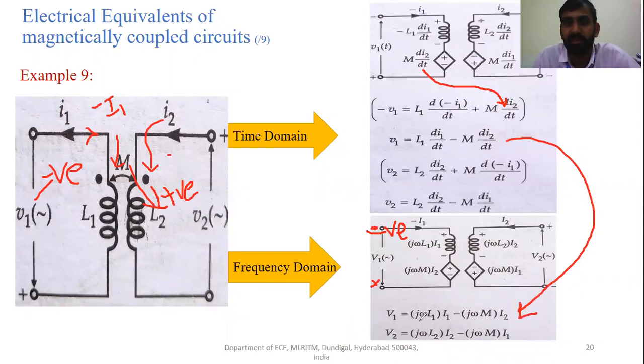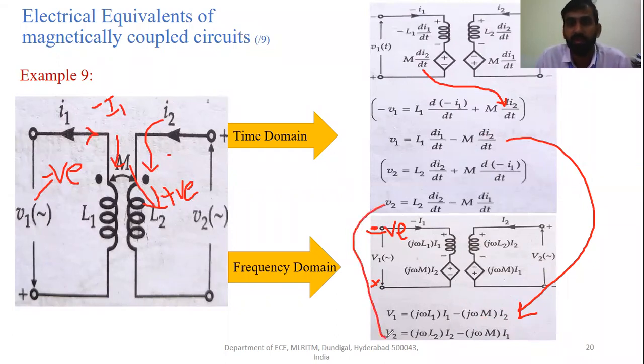That means V1 is equal to, just multiplying with j omega, or j 2 pi f, what we will get? j omega L1 into I1 and minus M, and d by dt is going to be replaced with the derivative j omega I2. Similarly, how can we represent this V2?